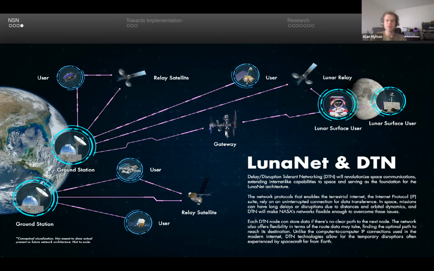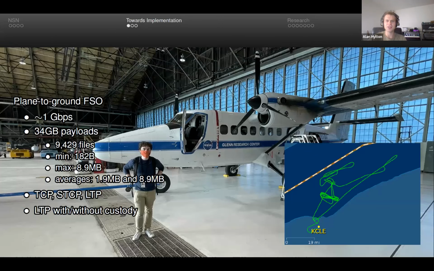And there are a few steps that we need to take towards this implementation. So I'll talk about an old test that we did about a year and a month or so ago up at Glenn, where we had a free space optical link, that is to say, no optical tethers from the aircraft to the ground, about a gigabit per second, sending roughly 34 gigabytes of file data per test over a variety of convergence layers. And this was great. You could do it with and without custody. We were always able to saturate the link.